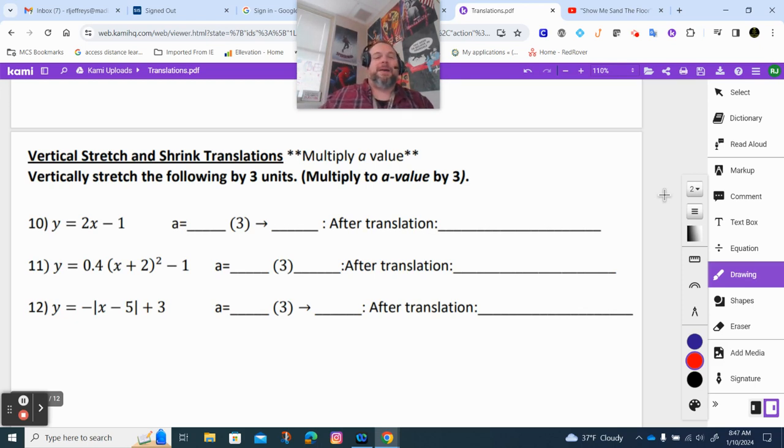No. All right. Vertically stretching by 3 units. When we vertically stretch or vertically shrink, we're going to multiply by 3, or multiply the A value. All right. For this one, we're multiplying by 3. Our A is 2. So what is 2 times 3?